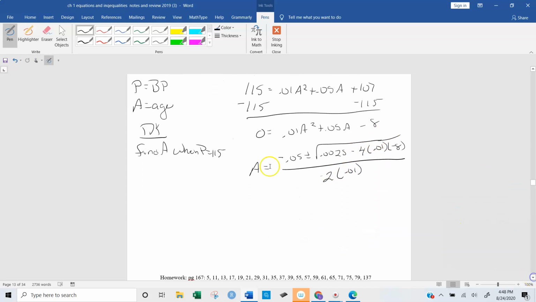And when I do the positive version, so when I type in the negative 0.05 plus all of this, I get a is equal to 25.89. When I do the negative, I get a negative 30.89. Well, it can't be negative years, so that's not possible. They asked us to round to the nearest year, so this is 26 years old.